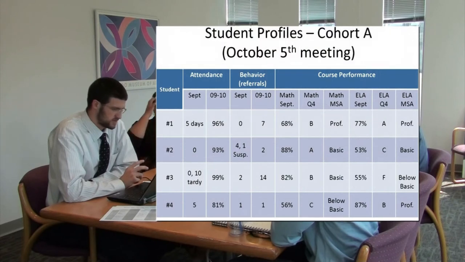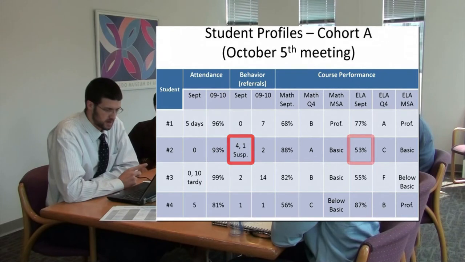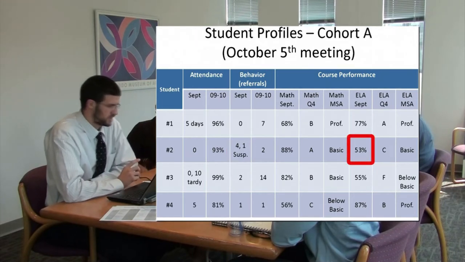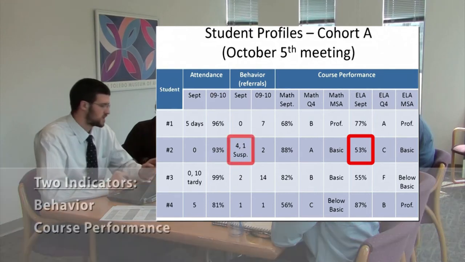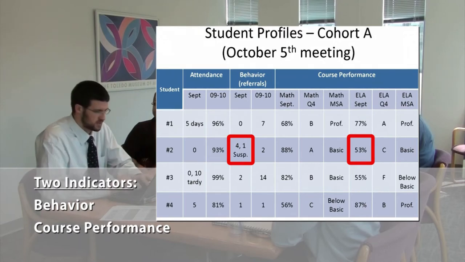All right, so the next student we want to discuss is Adrian, and Adrian is actually flagged for two different indicators. The first one is for behavior: four behavior referrals during the month of September, and also was suspended yesterday. The second indicator is currently getting an F in English Language Arts. So those are the two indicators of why we're discussing, and then I'll share the rest of the data profile as you can see on the board.